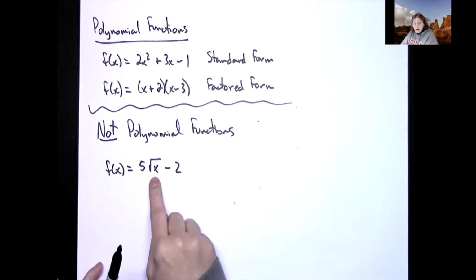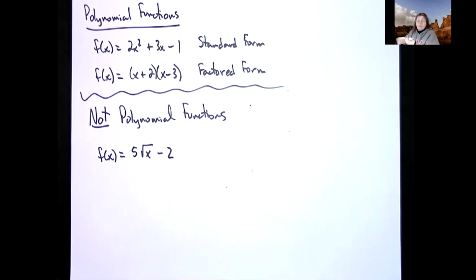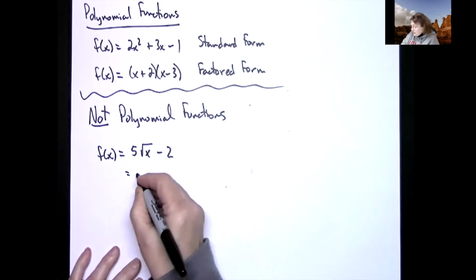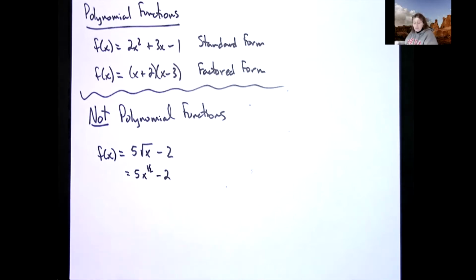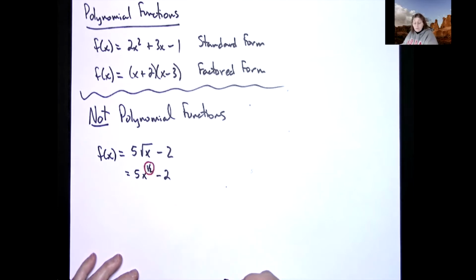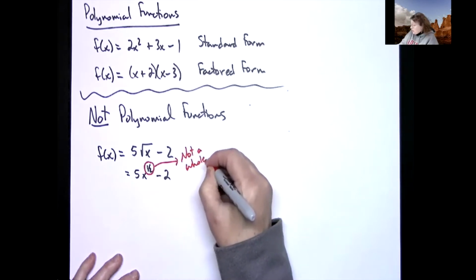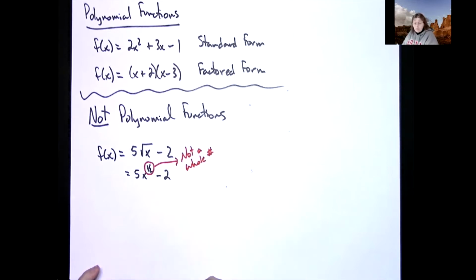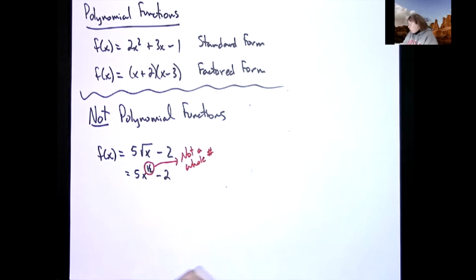If I have radicals, hopefully from previous courses you know that you can go back and forth between radical form and exponential form. So technically, I could rewrite this as 5x raised to the 1/2 power. As soon as I do that, this exponent is not a whole number. If that's not a whole number, then it's not a polynomial curve. So that's basically what you're looking for: exponents that are not a whole number.